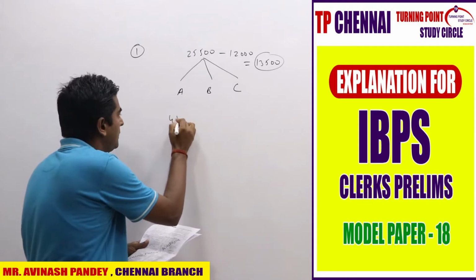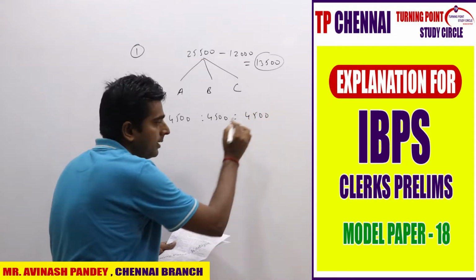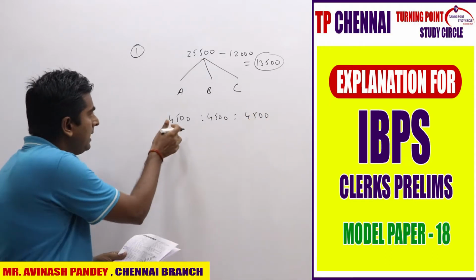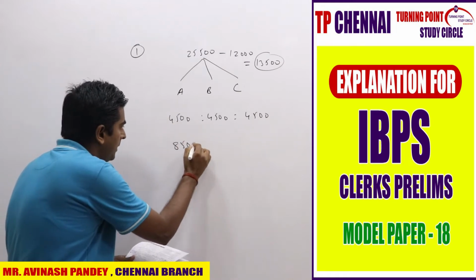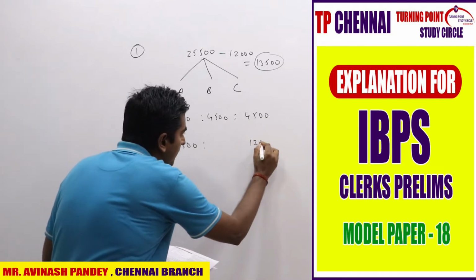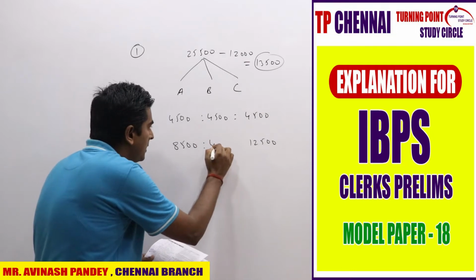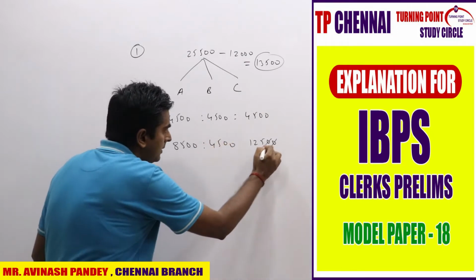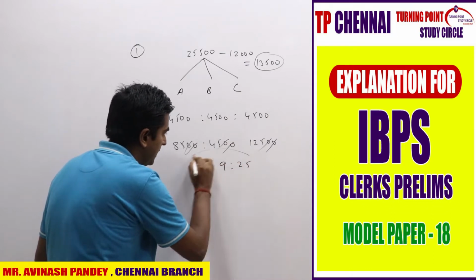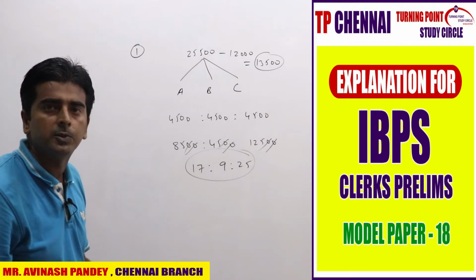Now this 13,500 you have to divide among these three persons. So each will be getting 4,500, 4,500 and 4,500, right? Now they are saying that A gets rupees 4,000 extra. If you add 4,000 here, you will be getting 8,500. And C gets 8,000 more, so when you add here, you will be getting 12,500. And they are not talking about anything about B, so B will be getting 4,500. So cancel this number: 5 17s, 5 9s, 5 25s. So what is my answer? 17:9:25, right? The answer is the third option.